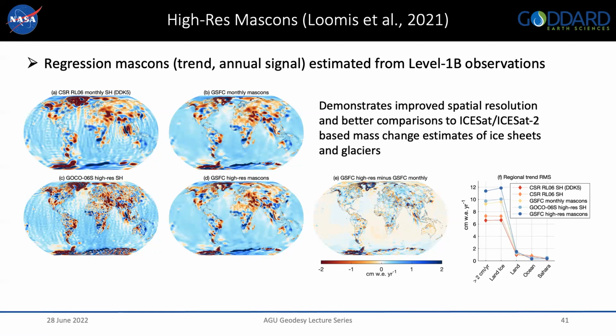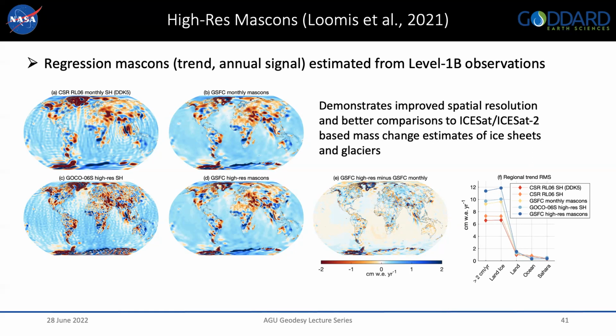So whereas before it might have been something like 300 or 400 kilometer spatial resolution, now we might achieve something as good as 100 kilometer spatial resolution. And in this particular paper, what they were able to show was that this allows for much better agreement between GRACE surface mass estimates and solutions and ICESat or ICESat-2 based mass change estimates over ice sheets and glaciers. And so that's really important because we always want to have the best information available to us.